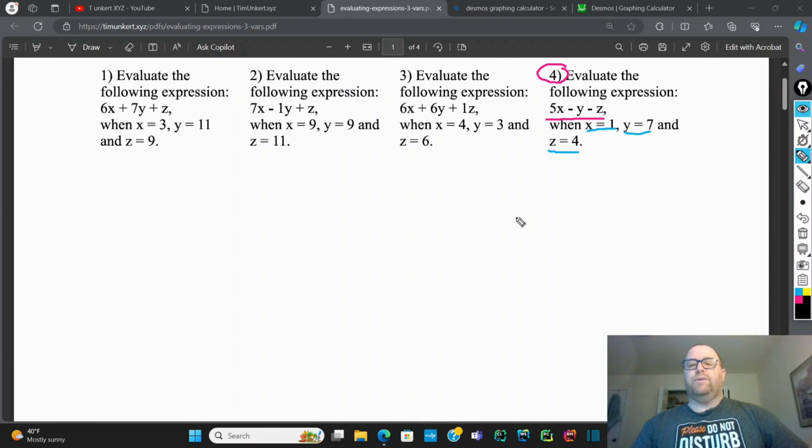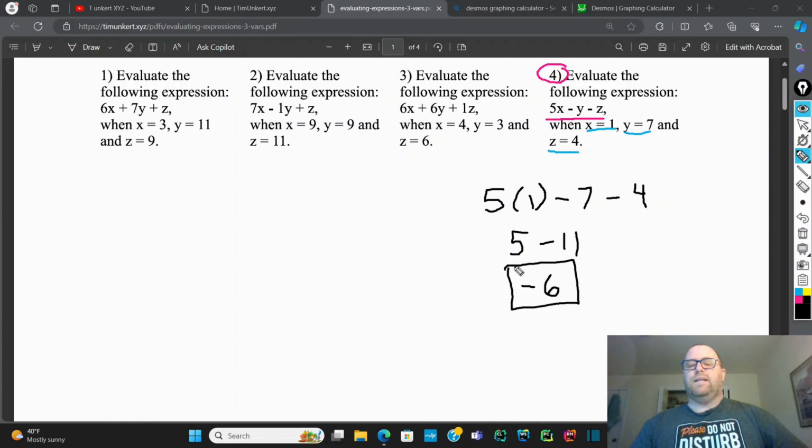Let's plug in those values. So we're going to do 5 times 1 minus 7 minus 4. 5 times 1 is 5. Minus 7 minus 4 is minus 11. So 5 minus 11 is negative 6. So we get negative 6 for that solution.